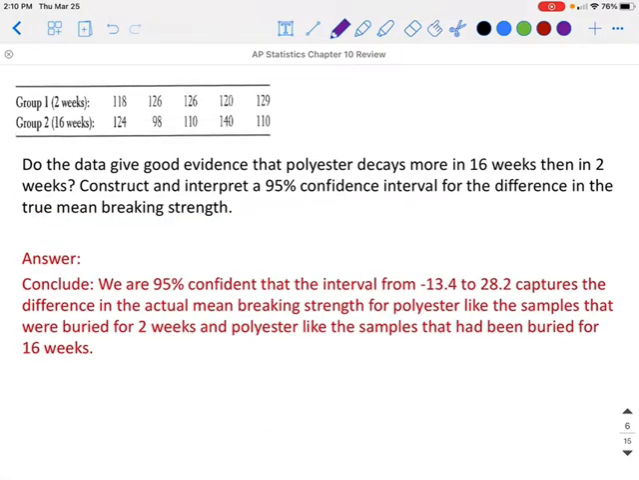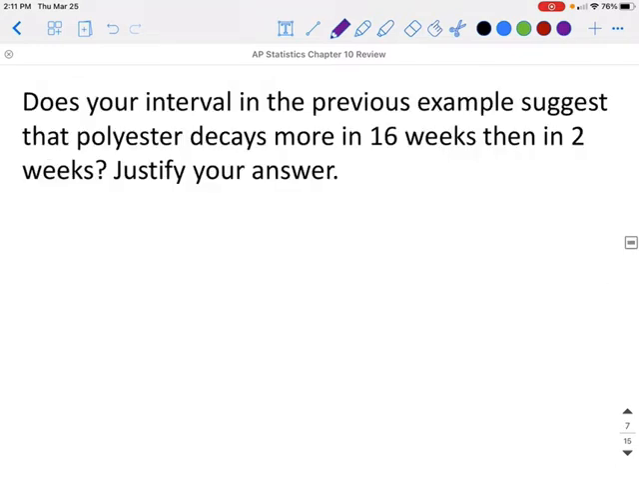So we are 95% confident that the interval from negative 13.4 to 28.2 captures the difference in the actual mean breaking strength for polyester like the samples that were buried for 2 weeks, and polyester like the samples that were buried for 16 weeks.